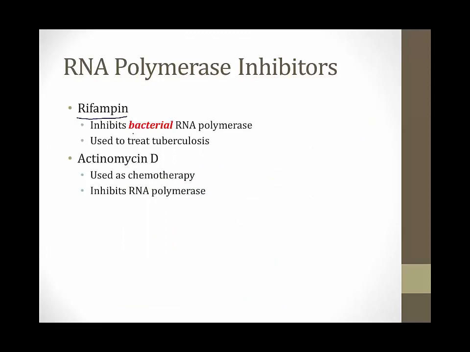Rifampin is a drug that inhibits the bacterial version of RNA polymerase. It can be used in the treatment of tuberculosis infections. And actinomycin D is a chemotherapy agent. It inhibits RNA polymerase and therefore blunts the replication of cancer cells.